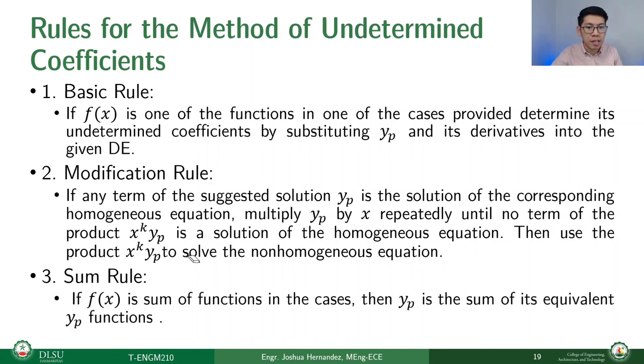In the sum rule, what it says is that if f of x is a sum of the functions in the cases, then yp is the sum of its equivalent yp functions. In other words, if the sum of your f of x falls in any of the cases allowed in the method of undetermined coefficients, then your yp can be decomposed, taken one by one, and then added all together, and they will still be the equivalent yp functions. That is the so-called sum rule.